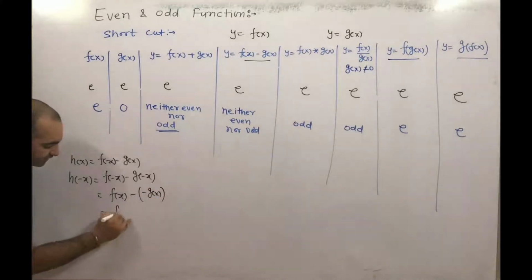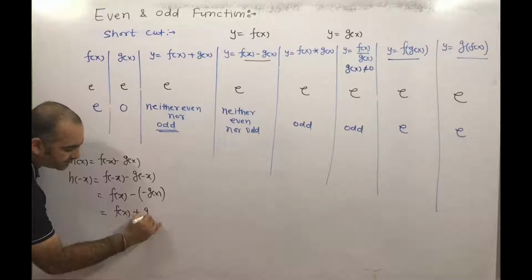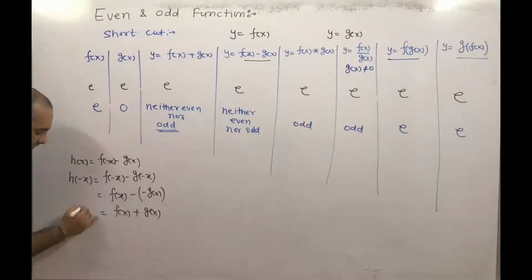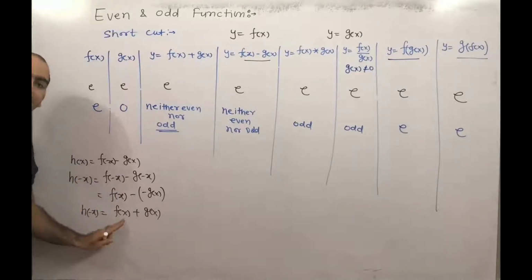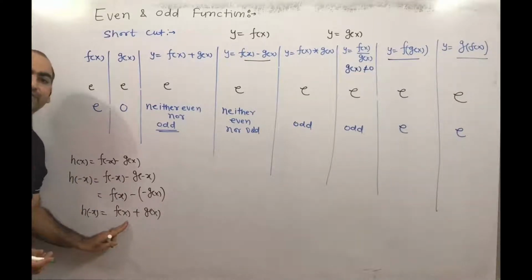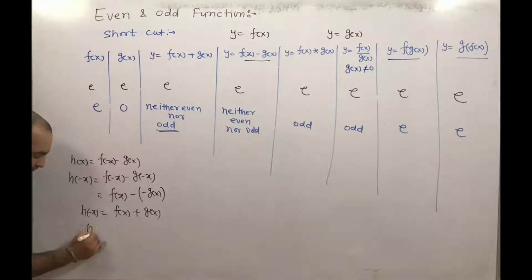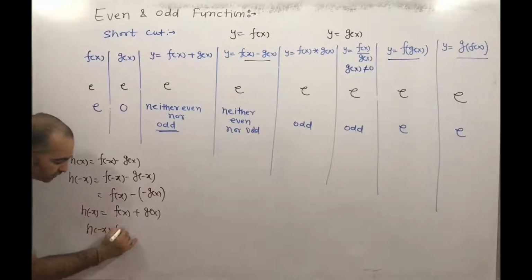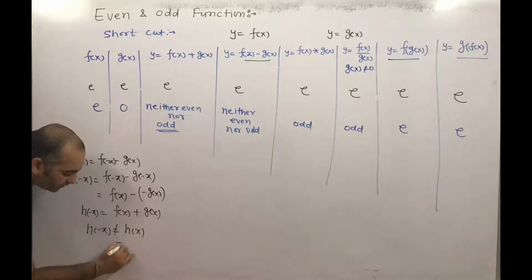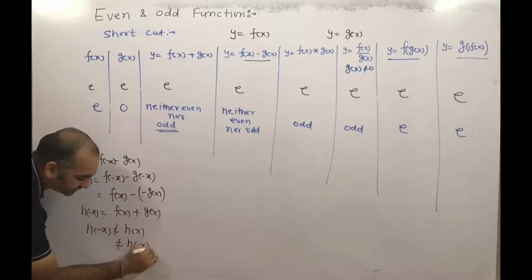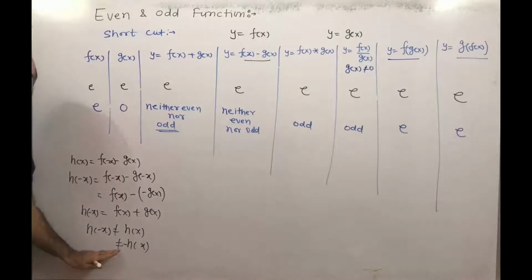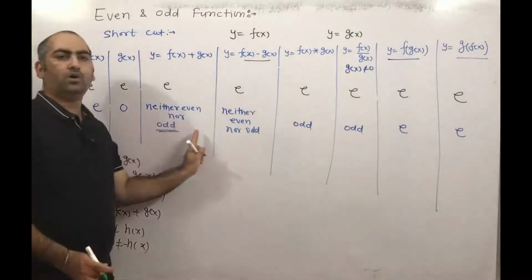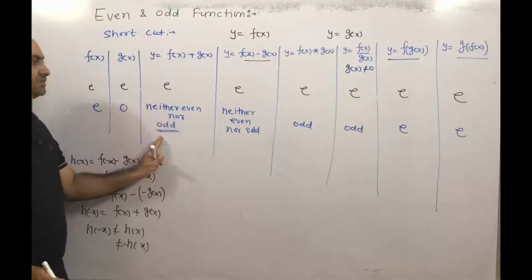So this will come as f(x) + g(x). This is h(-x). But h(x) is f(x) - g(x). So we can't write this as h(x) or minus of h(x). Here we can say that h(-x) is not equal to h(x) and not equal to minus of h(x). Then we can say that this function is neither even nor odd. Similarly, we can check the others also.